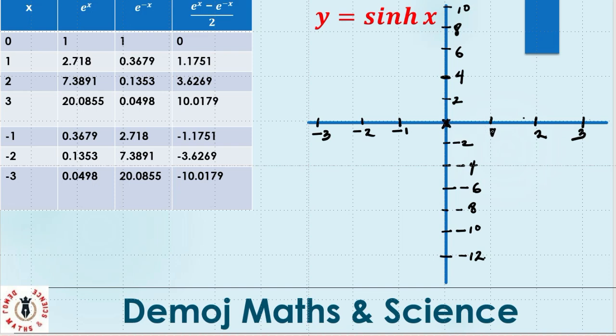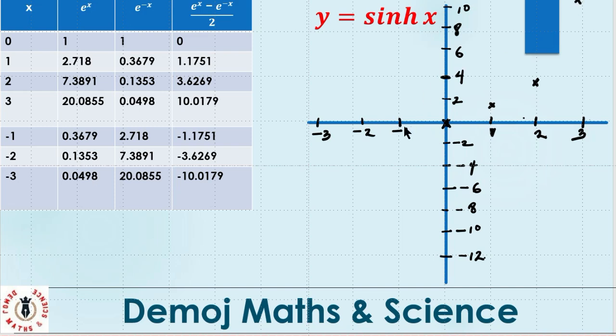Now, but when x is equal to 1, it is at 1.1. That means it's not up to 2. And when x is equal to 2, it's at 3. That means it's between 2 and 4. Yes, between 2 and 4. And when x is equal to 3, it's at 10 points. That means I have it here slightly above 10 once again.